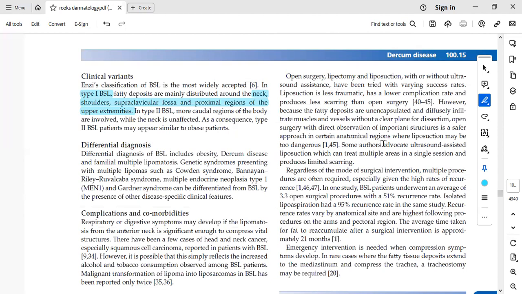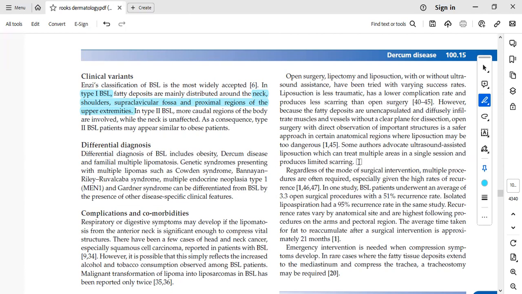Some authors advocate ultrasound-assisted liposuction, which can treat multiple areas in a single session and produces limited scarring. Regardless of the mode of surgical intervention, multiple procedures are often required, especially given the high rates of recurrence. In one study, BSL patients underwent an average of 3.3 open surgical procedures with a 51% recurrence rate. So their recurrence rate is very high. Isolated lipoaspiration had a 95% recurrence rate in the same study.